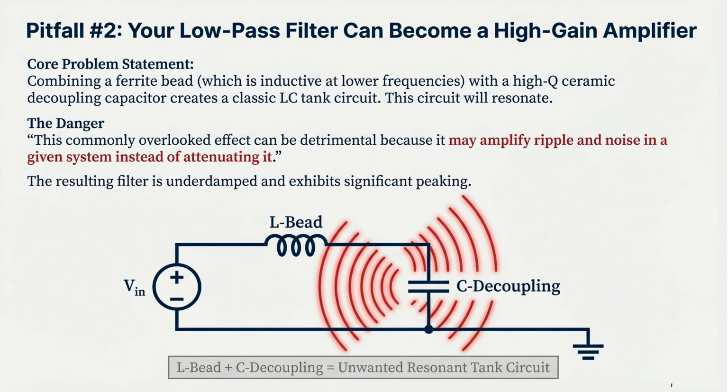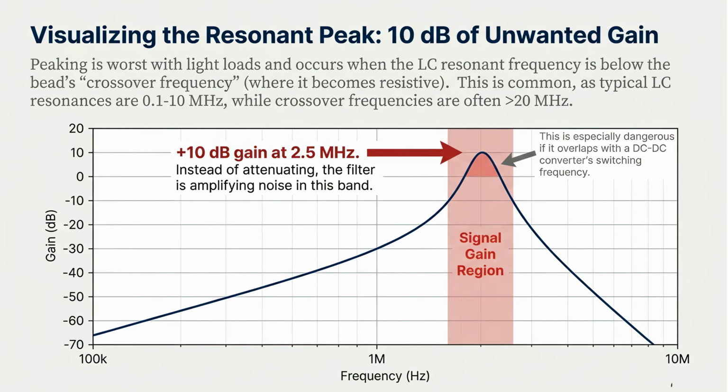Pitfall number 2 is that your low-pass filter can become a high-gain amplifier. Combining a ferrite bead with a high-Q ceramic decoupling capacitor creates an LC tank circuit that will resonate, amplifying ripple and noise. When the LC resonant frequency is below the bead's crossover frequency, peaking occurs. This can result in an unwanted gain, such as 10 decibels at 2.5 megahertz, amplifying noise instead of attenuating it.